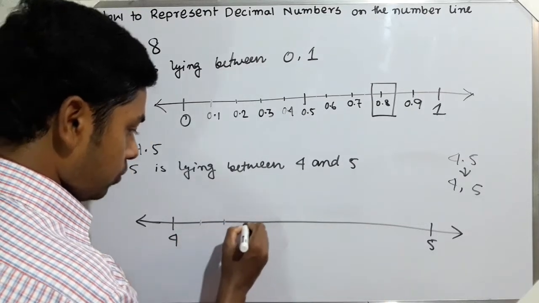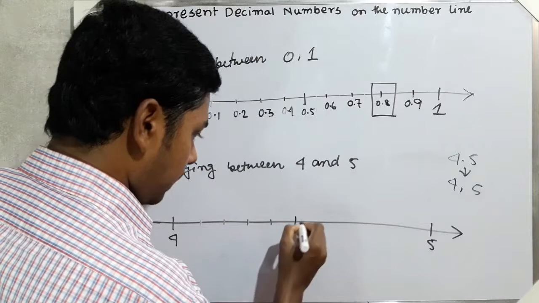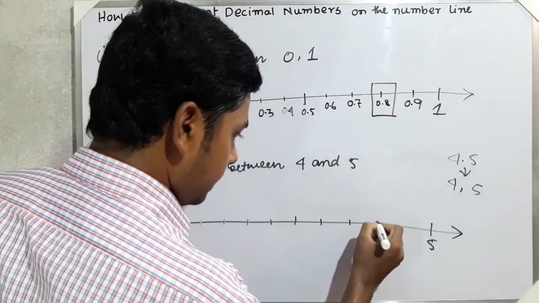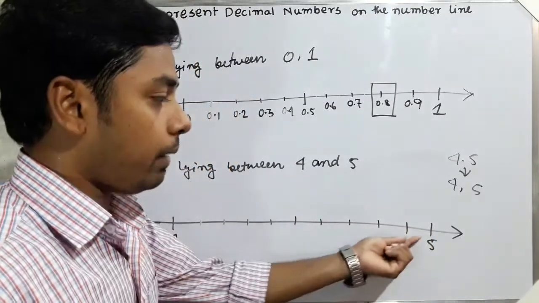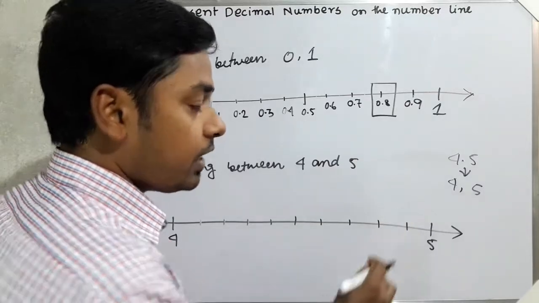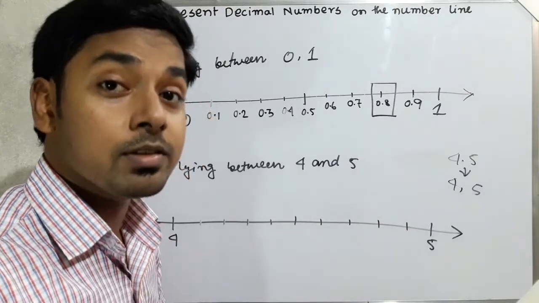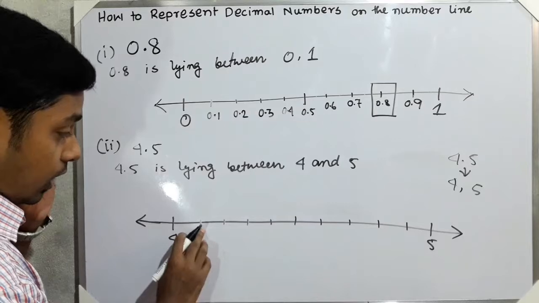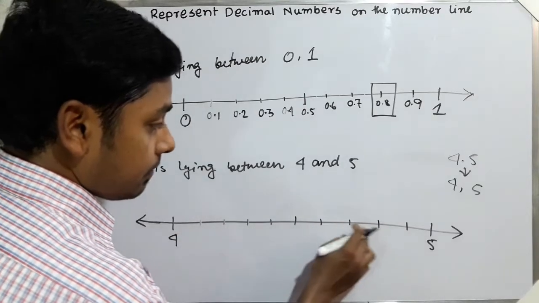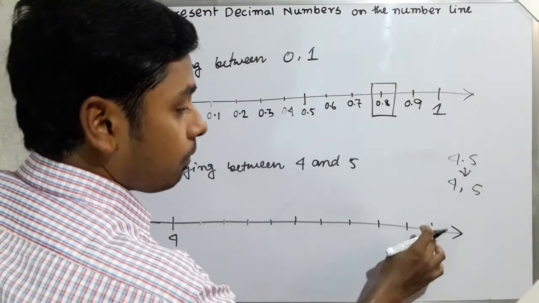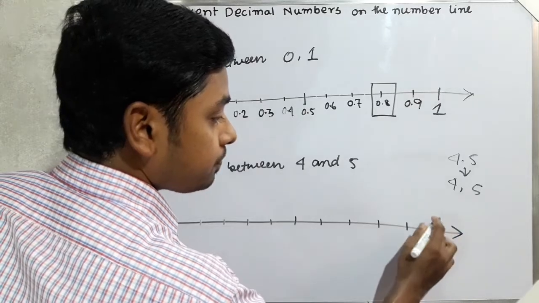1 2 3 4 5 6 7 8 9. We have to make 10 equal parts. That means how many times you have to cut? 9 times. Okay, so 1 2 3 4 5 6 7 8 9 times you have cut it, then you have got 10 equal parts.